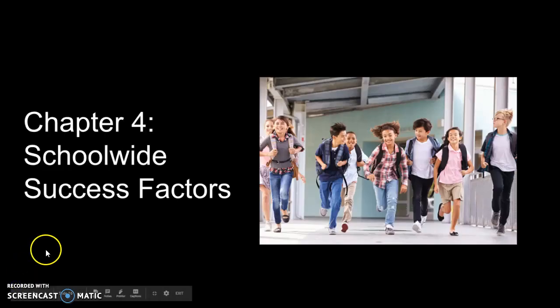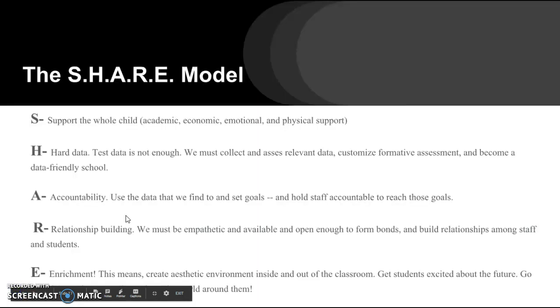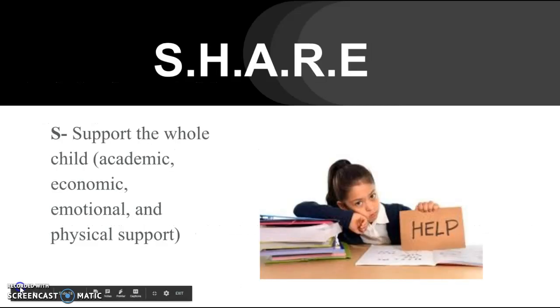Chapter 4. School-wide Success Factors. In this chapter, Jensen talks about what it takes to make a difference at the school level. In both Chapter 4 and 5, Jensen addresses a set of 5 factors whose first initials spell out the word SHARE and explores each factor within the context of highly successful schools.